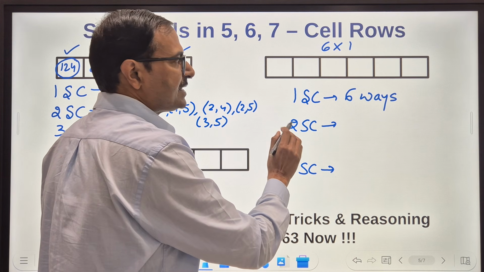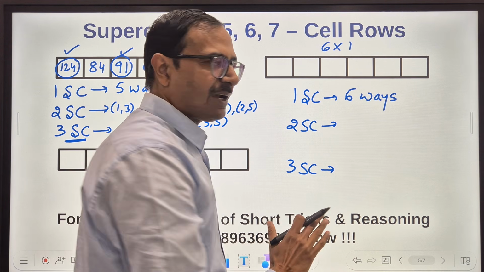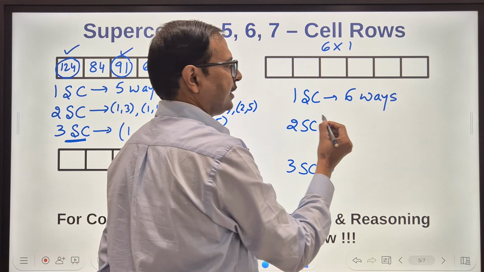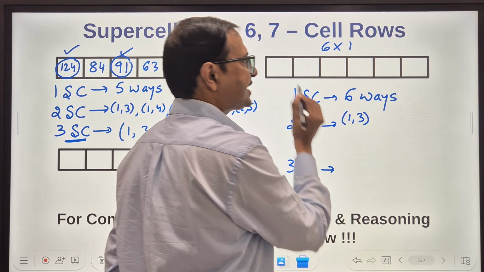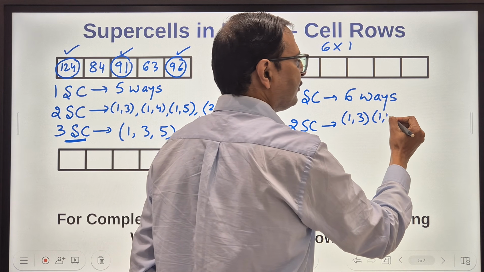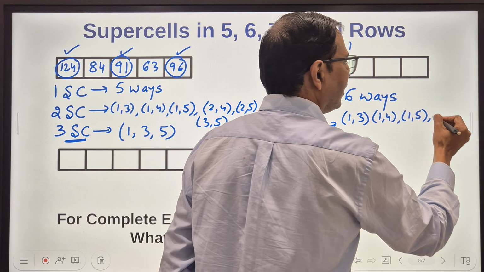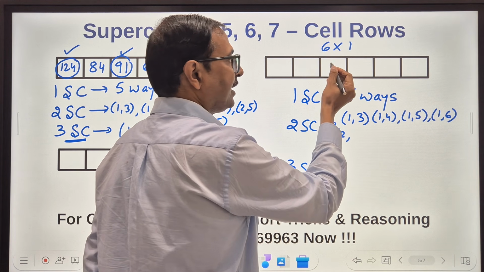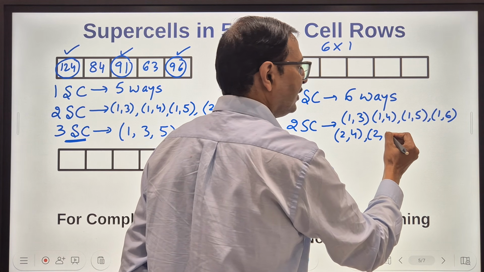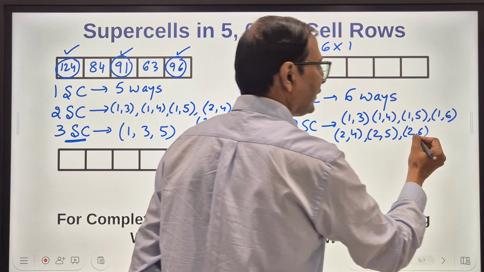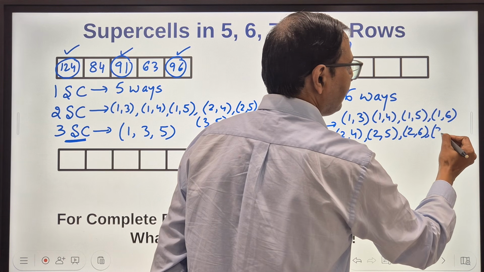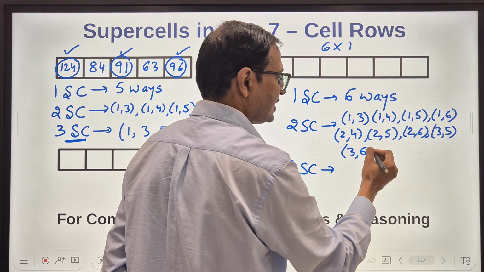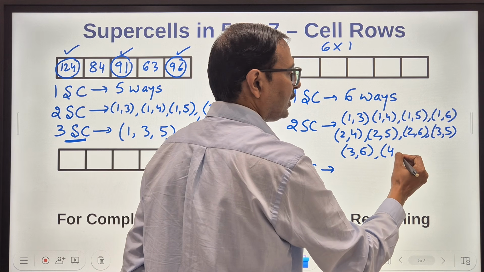Two supercells is the most tricky part. Then we will check with 3 also. How about 2 supercells? Let's start with the first one. So first and third, this can be one combination. How about 1, 4, 1, 5, 1, 6? All these combinations work. Now coming to 2, I can't have 3. 2, 4, 2, 5, 2, 6. All these also work. Now starting with 3, 4 cannot be a possibility. 3, 5, yes. How about 3, 6? Yes. Then starting with 4, I can only have 4, 6.